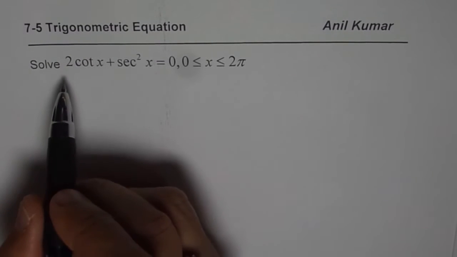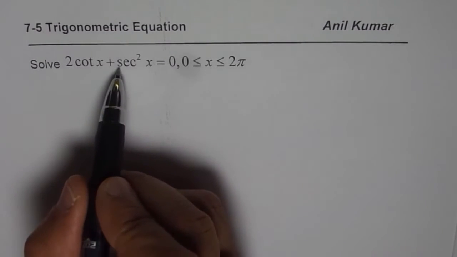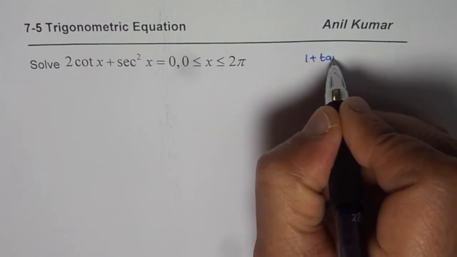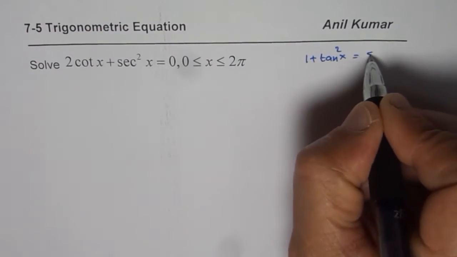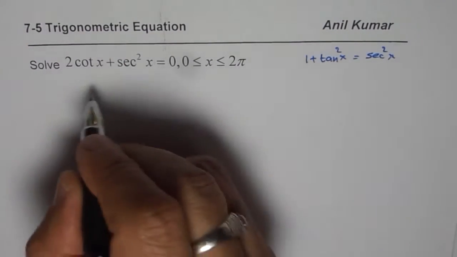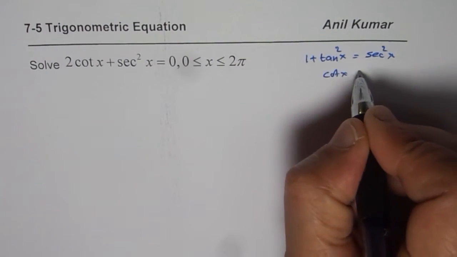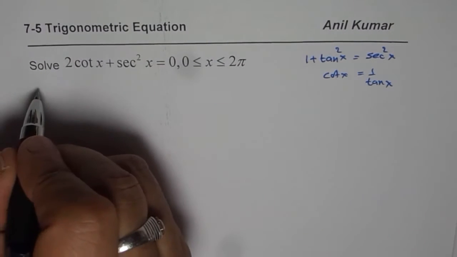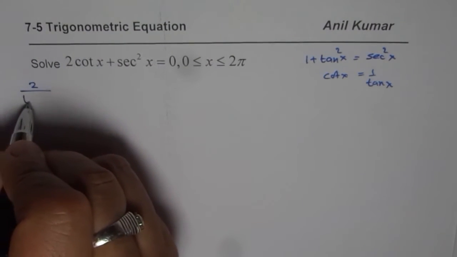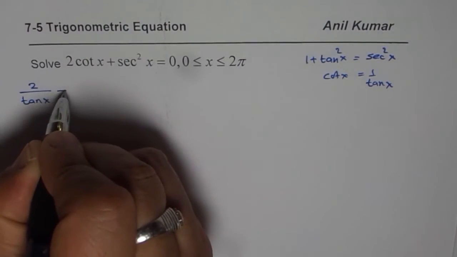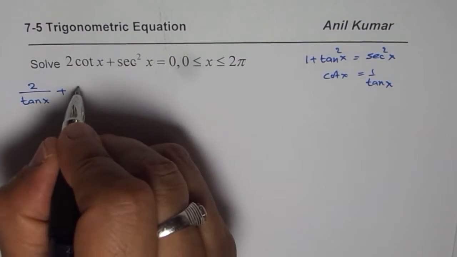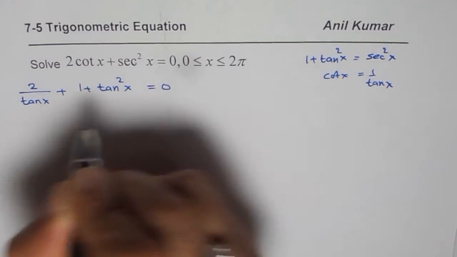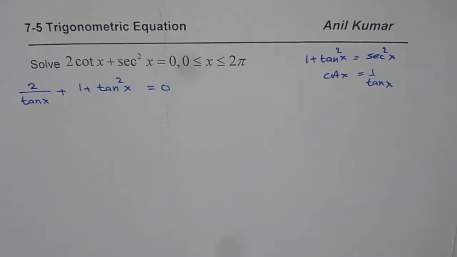So let's begin by writing cotangent and secant as tan. As you know, 1 plus tan square x is equal to secant square x, and cot is 1 over tan x, right? So we'll replace cotangent with 1 over tan. So we get 2 over tan x plus, instead of secant square x, I'll write 1 plus tan square x equals 0. So that is how we can write our equation in tan.